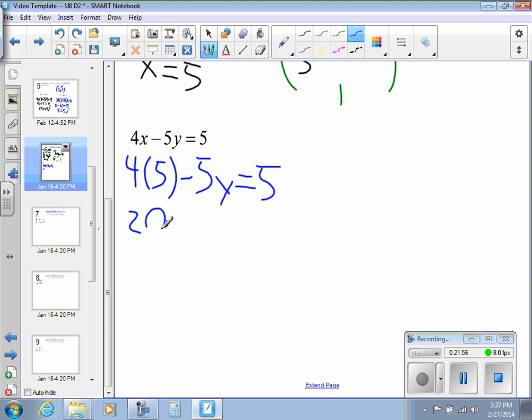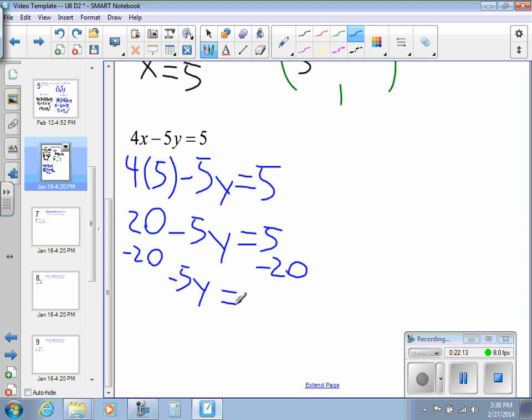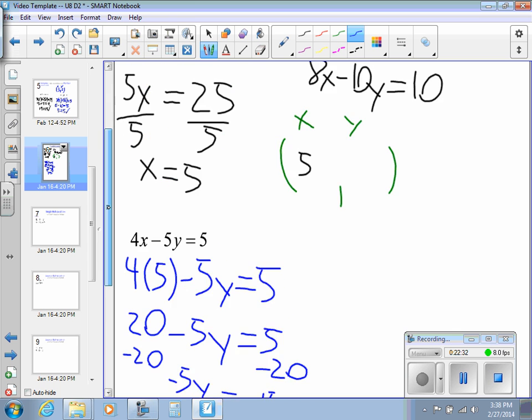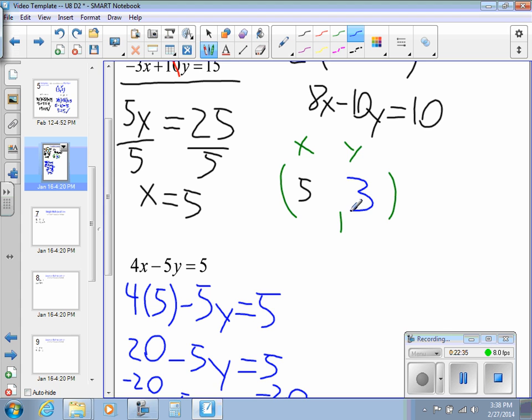Okay, 4 times 5 is 20, minus 5y equals 5. I'll subtract 20 from both sides, and that'll give me negative 5y equals negative 15. Okay, divide both sides by negative 5. And y equals 3. Okay, let me come up here and put this into my ordered pair. A y value of 3.